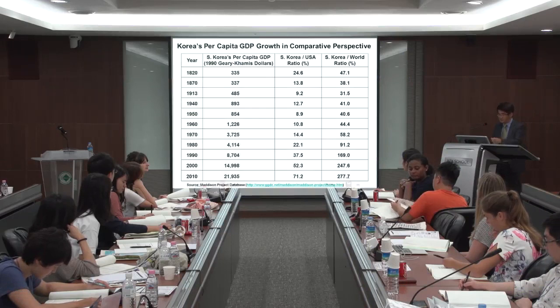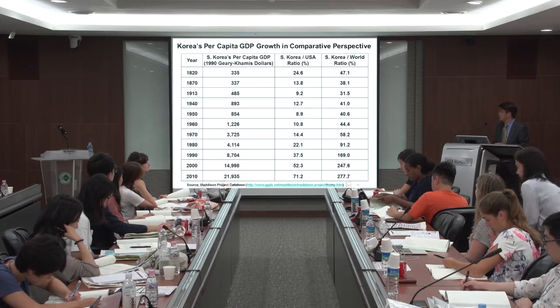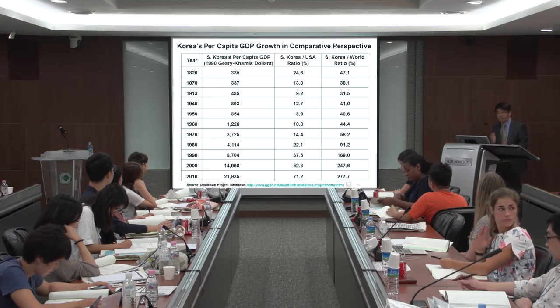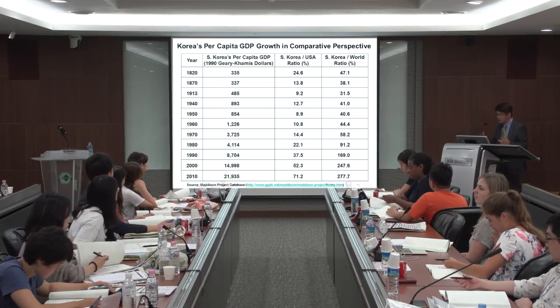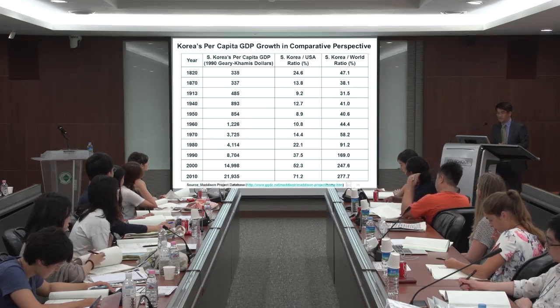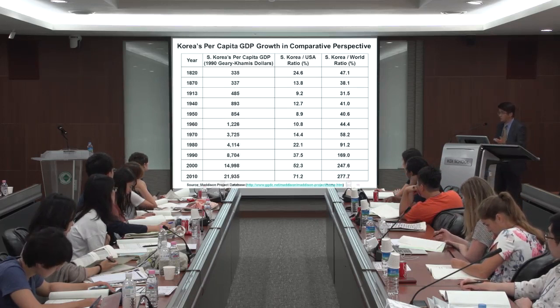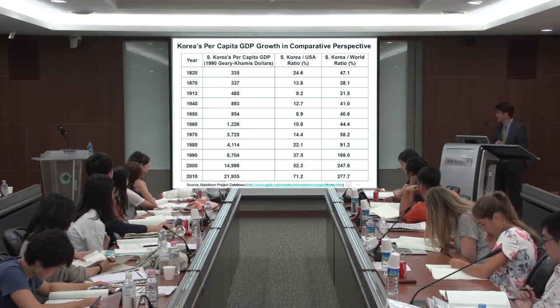Okay? And in 1960, as you see here, Korea's per capita GDP had risen to a little over $1,000, 1226. But in comparison with the US per capita GDP, it was only 10.8%. So progress was very minimal. And it was no wonder that outside observers thought Korea was a hopeless case. Okay? But as you see here, by 1970, Korea's per capita GDP was at 14.4% of the US level. By 1980, it was 22.1%. And in comparison with the world average, it was close to parity, 91.2%.